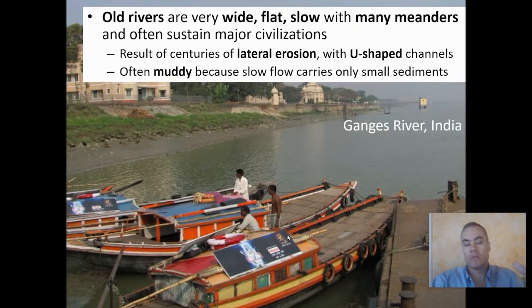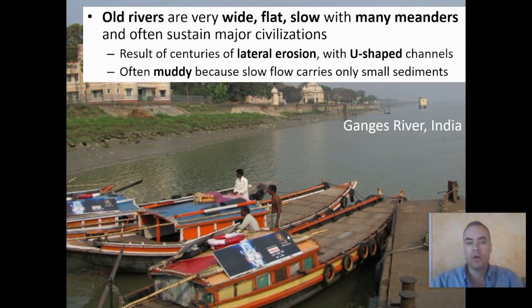So after many, many hundreds of thousands of years of this type of lateral erosion sweeping side to side, then a river becomes an old river, which has swept its channel to be very, very wide. It's now very flat. It's going to be very slow because the water has all this space to move through, so it can move through slowly. And being flat, gravity is not making it move fast. And old rivers have many meanders and have gone through many past meanders.